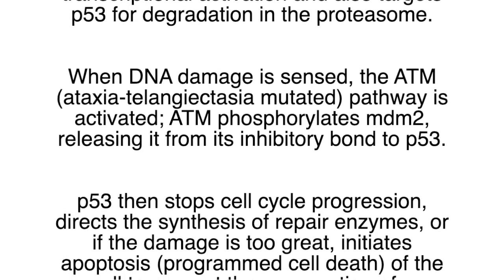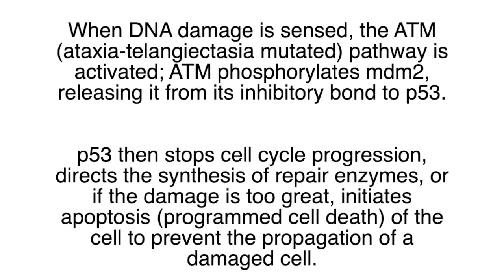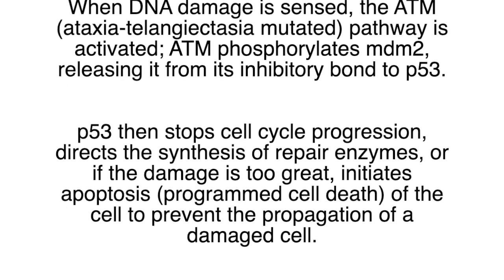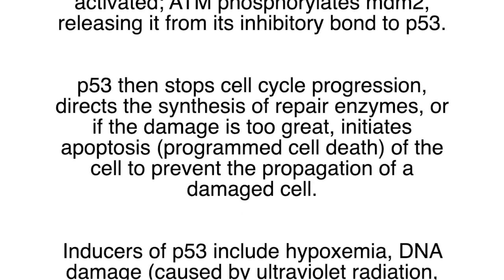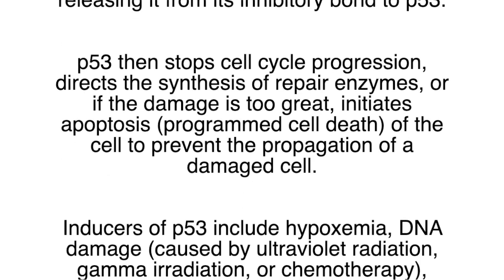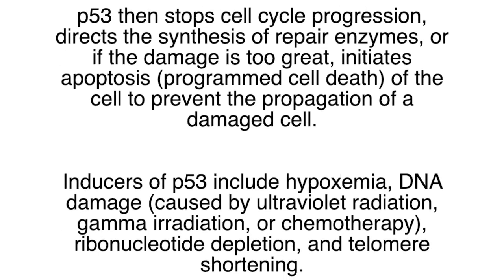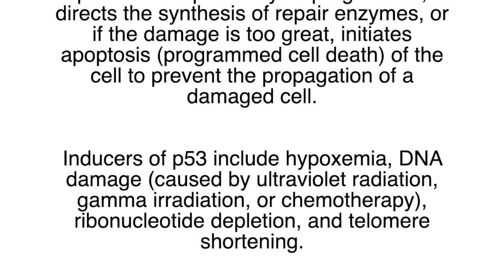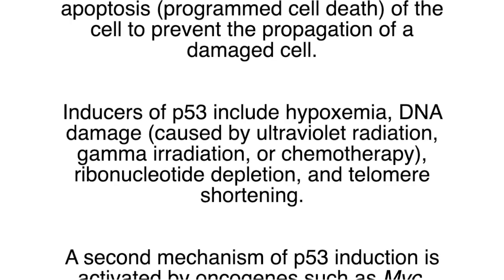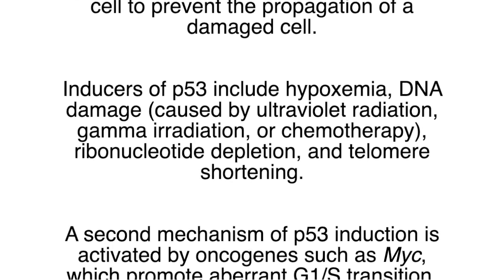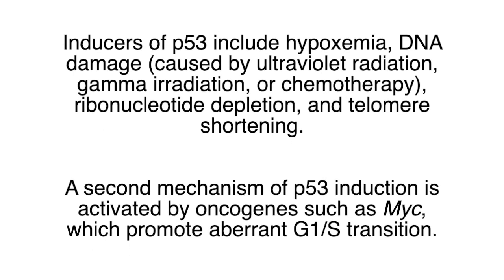P53 then stops cell cycle progression, directs the synthesis of repair enzymes, or if the damage is too great, initiates apoptosis, that is programmed cell death of the cell to prevent the propagation of a damaged cell. Inducers of P53 include hypoxemia, DNA damage caused by ultraviolet radiation, gamma radiation, or chemotherapy, ribonucleotide depletion, and telomere shortening.